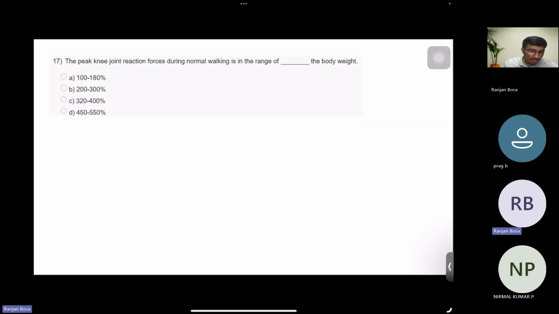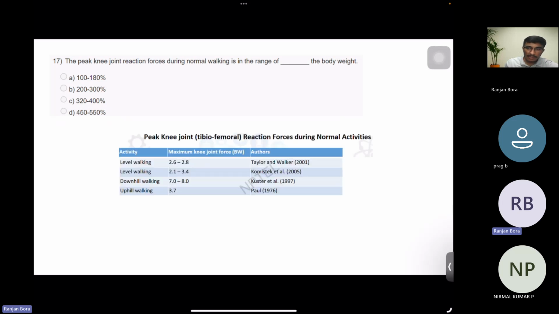Next question is, the peak knee joint reaction forces during normal walking is in the range of dash the body weight. Yes, B is correct. In these slides, you can see this table. This table is taken from these references. During normal walking, means level walking, this is in between 200 to 300%. So option B is matching.